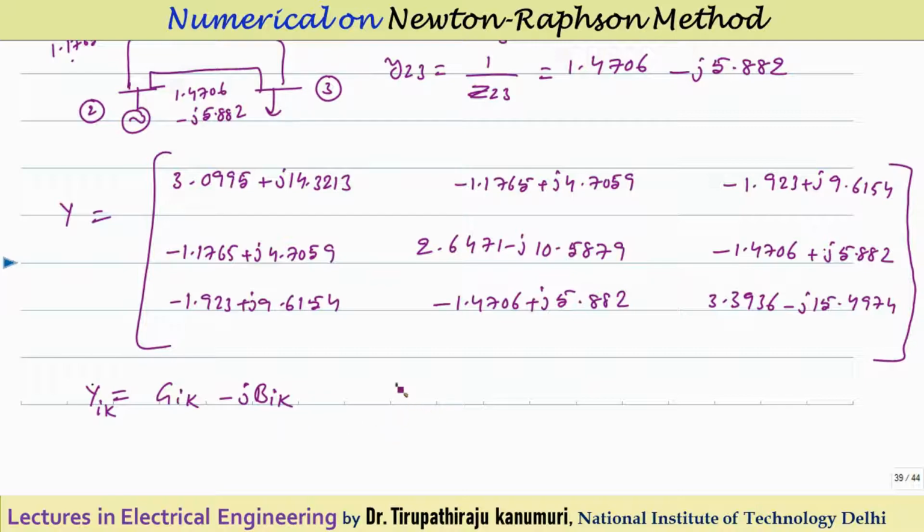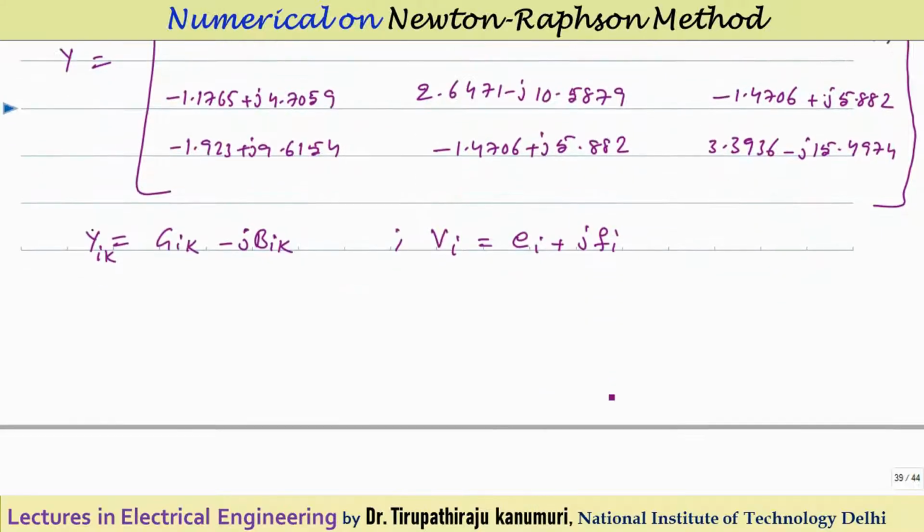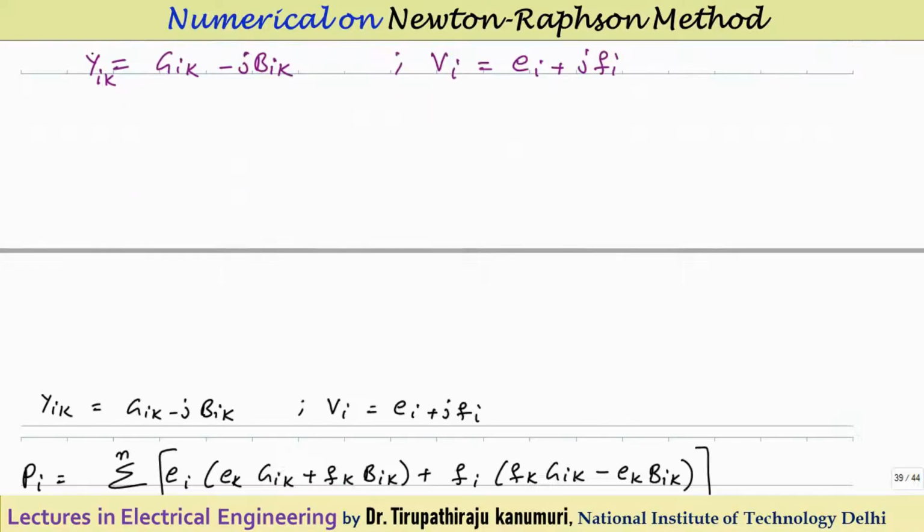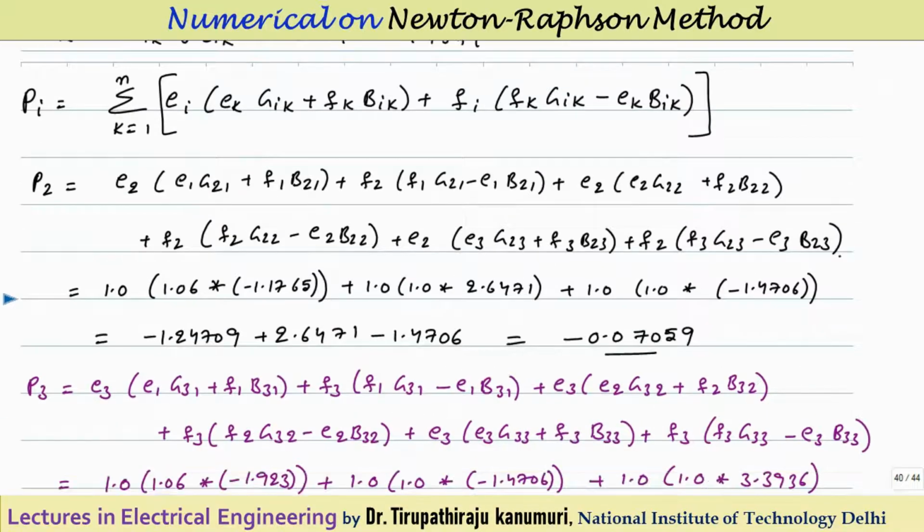So similar is the case for the voltage of any bus. Vi is in the form Ei plus jFi. This is my real part and this is my imaginary part. In our example, it is already mentioned for each bus. Voltage 1 they have mentioned as 1.06 plus J0. Voltage 2 they have mentioned as 1.0 plus J0. Fortunately, Fi is mentioned as 0, so calculations become easy. So let us try to calculate the P and Q now for each bus.